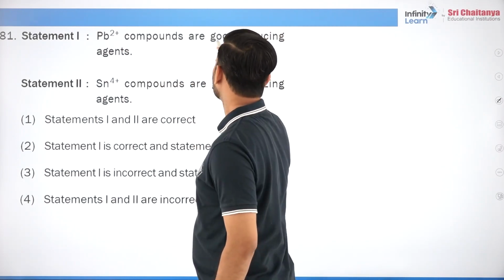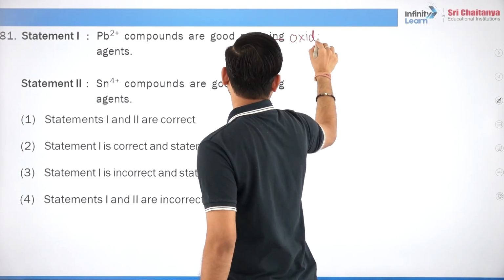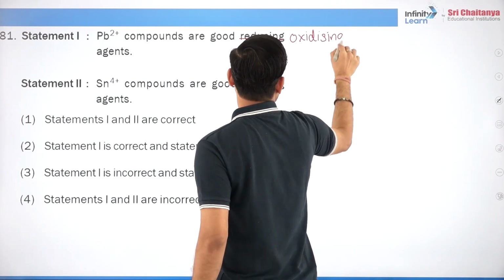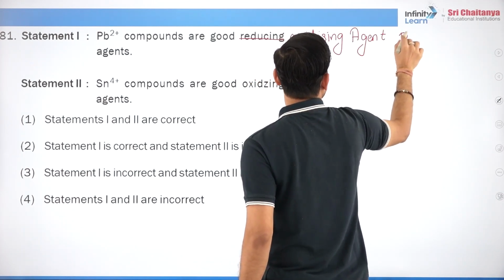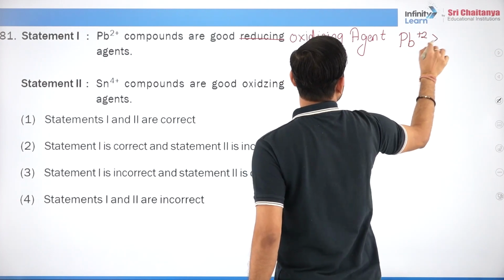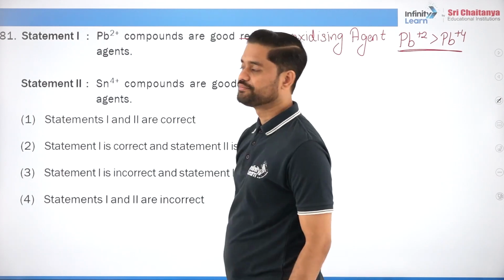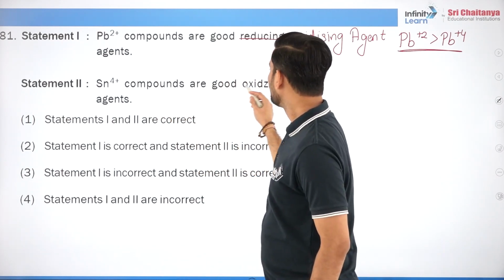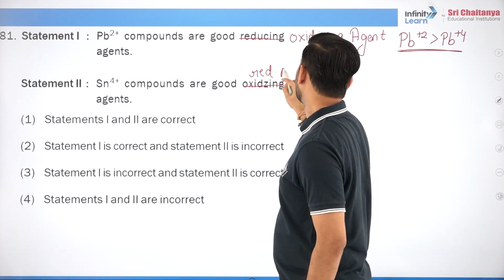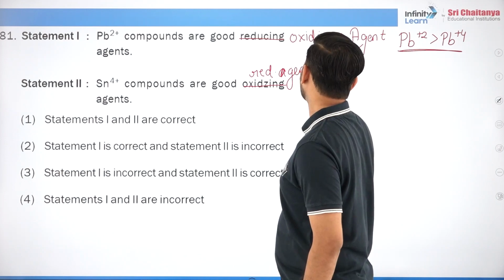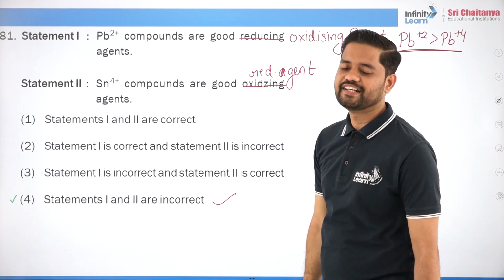Talking about 81. Pb plus 2 compounds are good reducing agents. Wrong. It is a good oxidizing agent. Why? Because Pb plus 2 is more stable than Pb plus 4, so it is not a good reducing agent. Similarly, tin plus 4 compounds are good oxidizing agents. Wrong. It is a good reducing agent. Hence both statements are wrong, so I will go with option number 4. For 81, option 4 is the right answer.